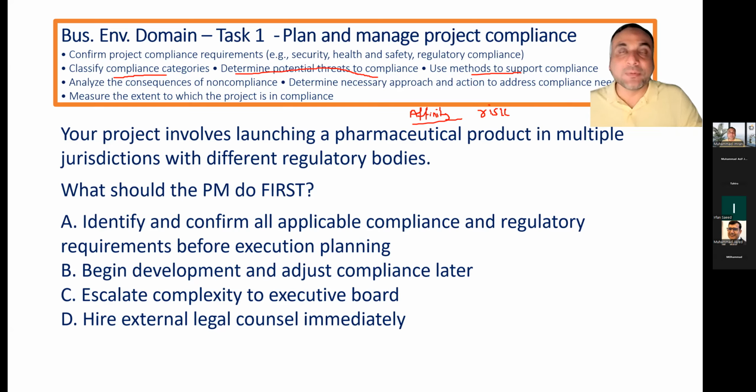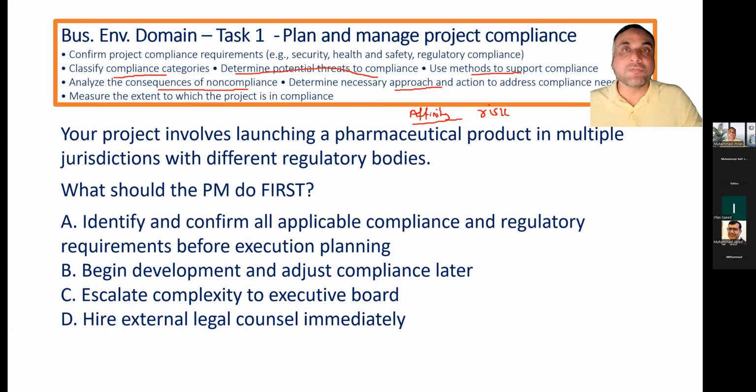Use methods to support compliance. Whatever is required by the compliance, ensure it is embedded into the process. That's the principle of project management also: embed the quality into the process. Analyze the consequences of non-compliance by reading the project clauses, because if you look at the clauses, they will be acting as a risk. So identify those risks and analyze them appropriately so you know what the impact will be. Determine the necessary approach and actions to address compliance needs, which means you should have a proper plan and proper documentation ready.